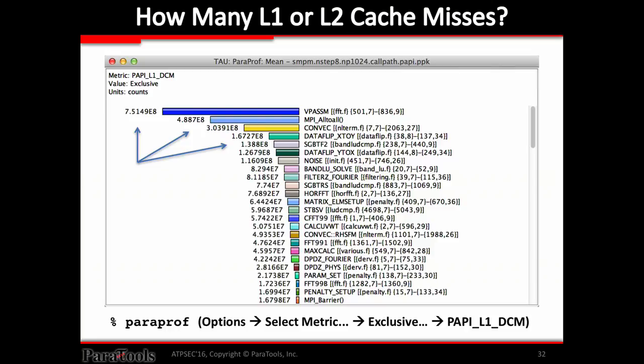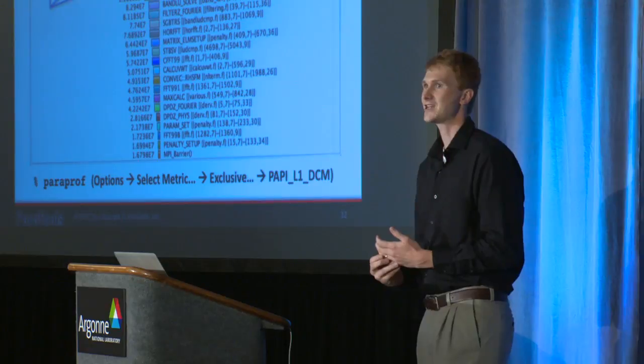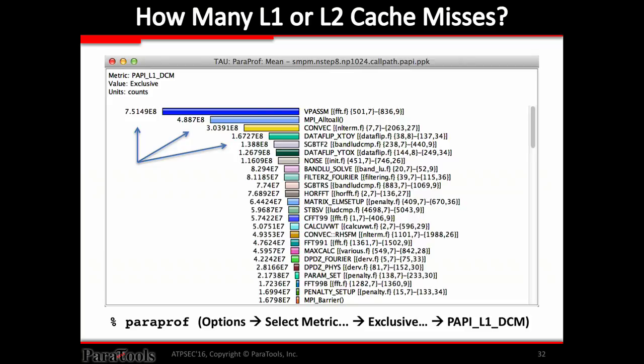How about cache misses? Well, I can change the metric to be L1 DCM, which is level 1 data cache misses. Now again, I see that my FFT has quite a lot of cache misses. That might not be so good, especially depending on the size of the FFT and the size of my cache. Maybe this thing should fit into cache. So that is definitely a red flag. But MPI all-to-all is now the second highest cache miss in this chart.